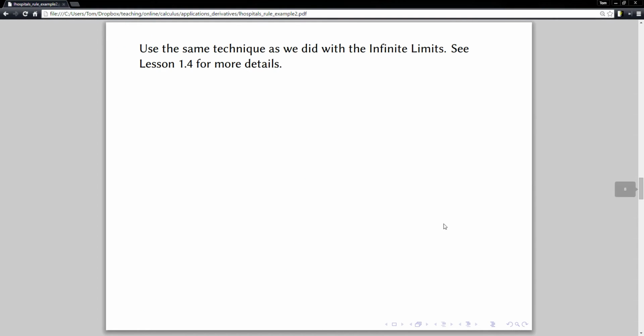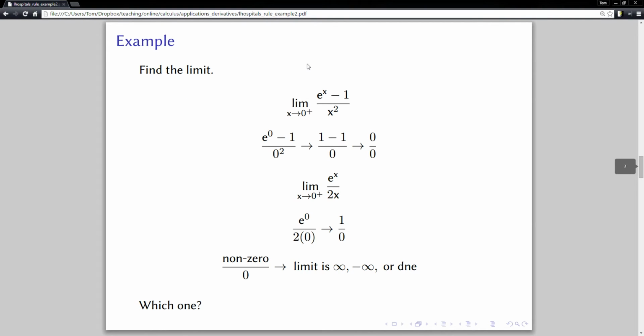We're going to use exactly the same technique that we did in section 1.4 for infinite limits. What we're going to do is analyze the bottom part of the function. We know that the top part is equal to 1, and that's a positive number. And we know that the bottom is going to 0. So our question really is, is it going to 0 through the positives, through the negatives, or does it kind of waffle back and forth between the positives and negatives?